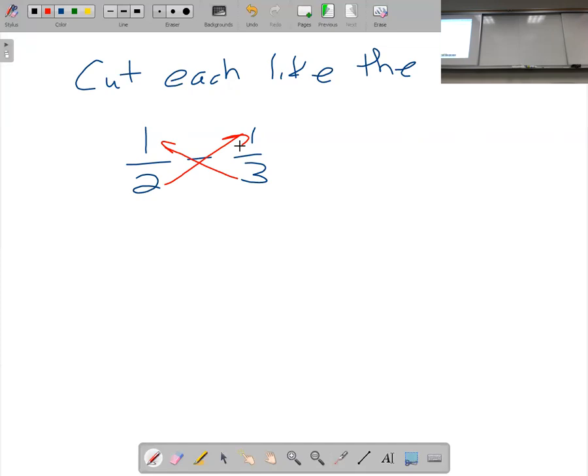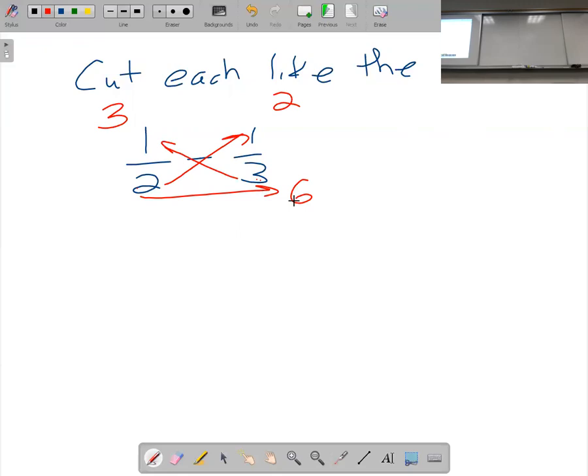So that one piece got cut into 3. And this one piece here got cut into 2. And these 3 pieces over here got cut. Those 2 pieces over here got cut. What happened when we put the 3 and the 2 together as a whole? We got 6. 3 times 2 is 6.